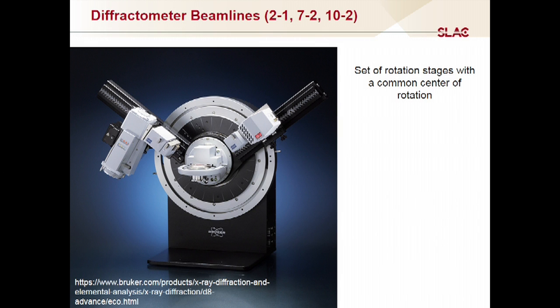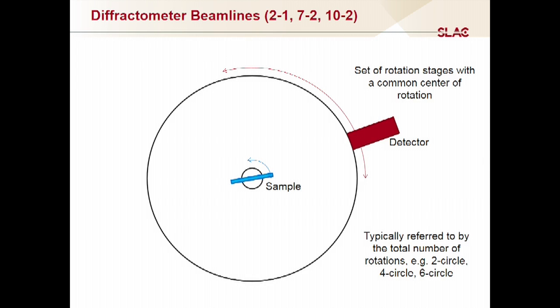For synchrotrons, we do not have the source on a movable arm, so that can't move, but we can move the sample instead. And so this is basically a very rough schematic of what beamline 2.1 looks like. In the center, you have a rotation stage that your sample sits on, and then a little bit further out, on the same axis of rotation, you have a stage that your detector sits on and can move around. And so these diffractometers are typically referred to by the number of circles. So 2.1 is a 2-circle because I have 2 rotation stages. 10.2 is a 4-circle because there are 4 different rotations. And then 7.2 is actually a 6-circle. We have a lot of degrees of freedom on 7.2.